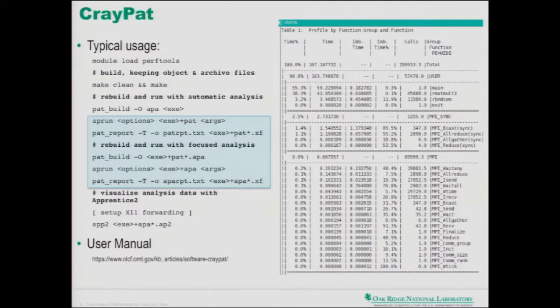You run it once, you use the results of that, and then you feed it back into the tool, build it again, run it again to focus in on where the actual problems are that you found in the first run. That's what I'm showing in the blue box: run, analyze the first result with pat report, build again, run again, and then analyze again. There's also a visualization tool called Apprentice 2 that can show you this in a nicer format. This is the IRS Sequoia benchmark, and the profile shows that a lot of time is spent in main and RMATMULT3. I'm using similar applications across tools just to see how well they match each other as far as what they find. Again, this documentation is available on the OLCF site.